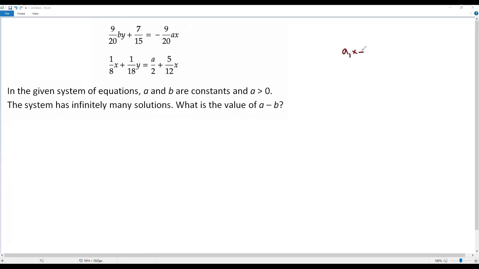That is a1x + b1y = c1. Here we have a linear equation in standard form. We call this standard form because we have the x term and y term on one side of the equation, and the constant on the other side of the equation.